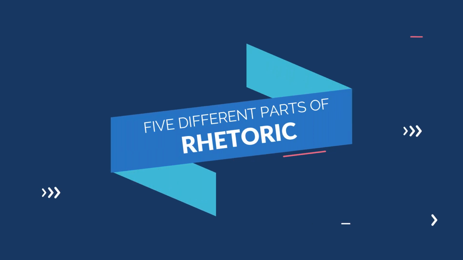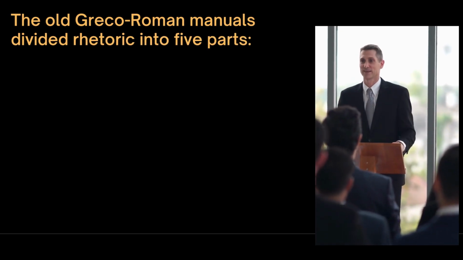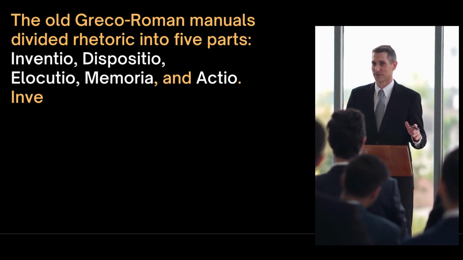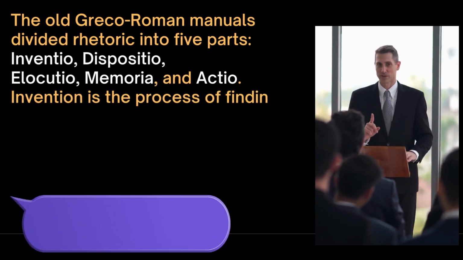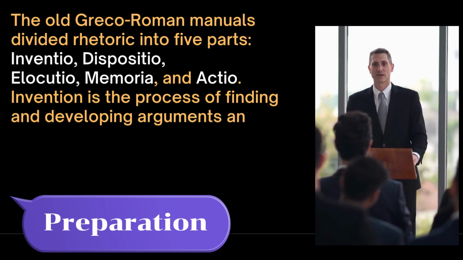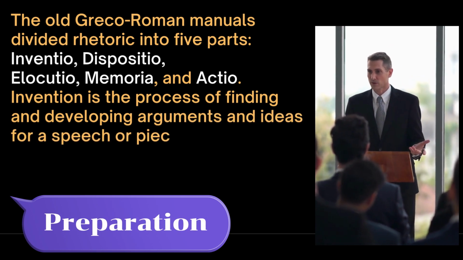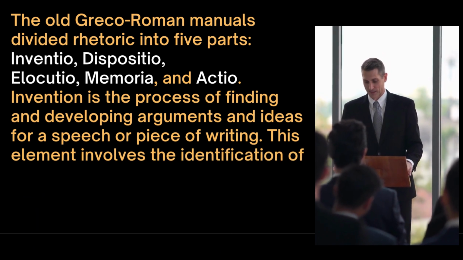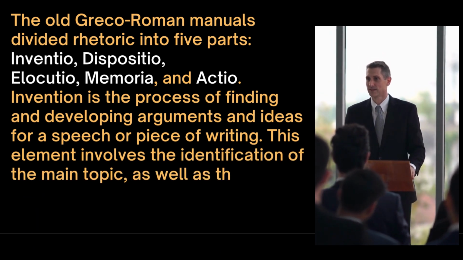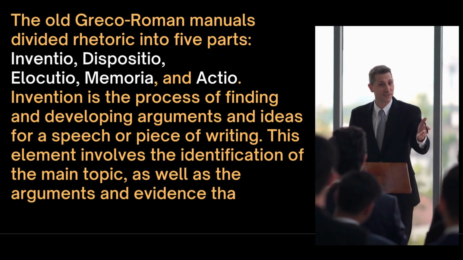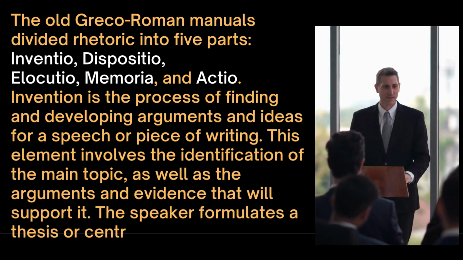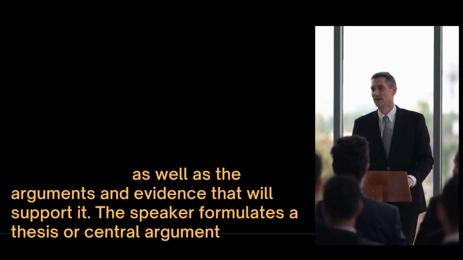The old Greco-Roman manuals divided rhetoric into five parts: inventio, dispositio, elocutio, memoria, and actio. Invention, or inventio, is the process of finding and developing arguments and ideas for a speech or piece of writing. This element involves the identification of the main topic as well as the arguments and evidence that will support it. The speaker formulates a thesis or central argument in this stage.